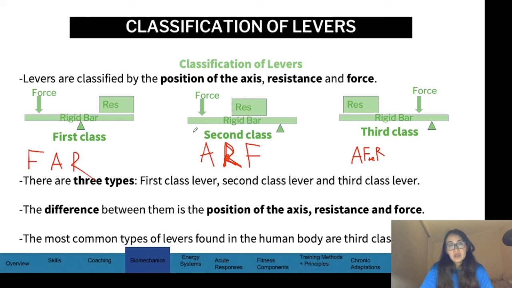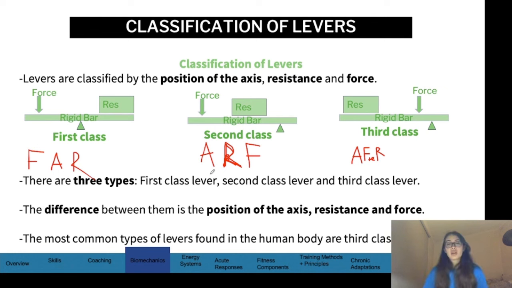When you stand on tiptoes, you're lifting your entire body. So you've got your axis, resistance, and force. Arf. Our third class lever is after everyone else. An example of that is pretty much most other examples. We've got the bicep curl, which is one. We've got swinging a bat, kicking a ball.